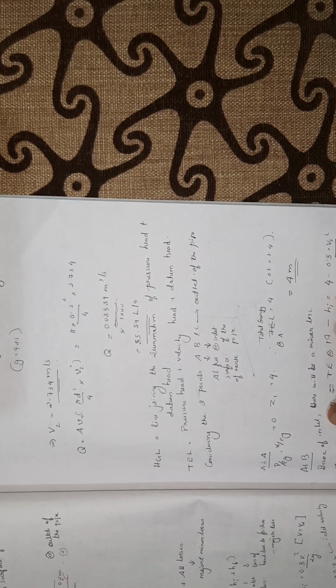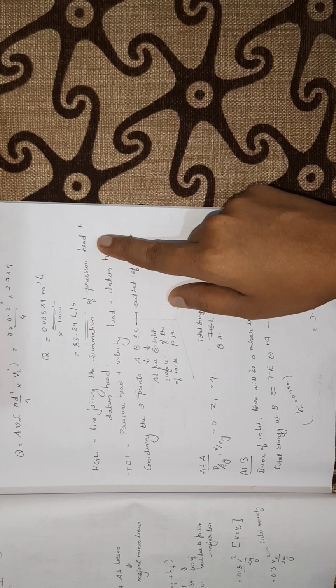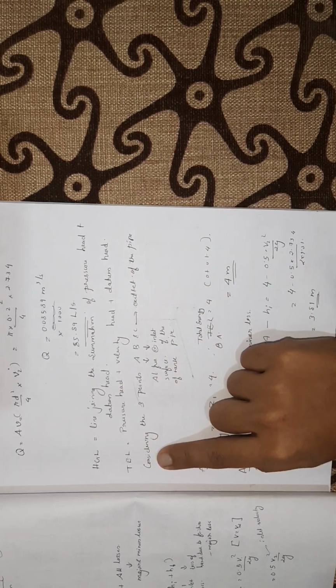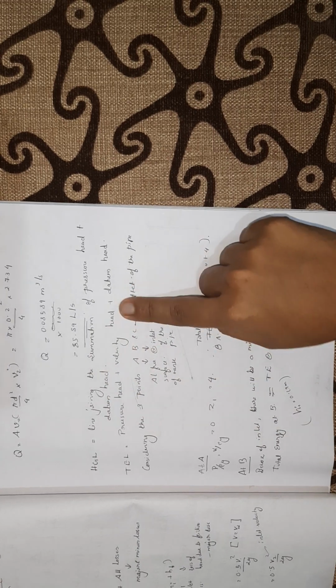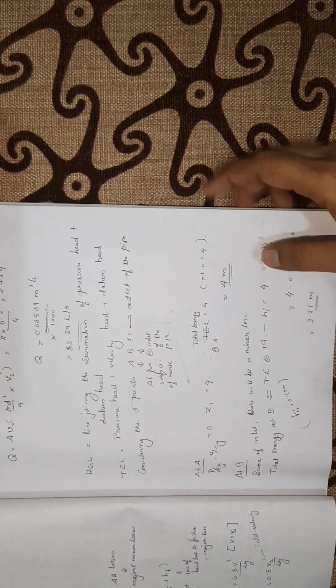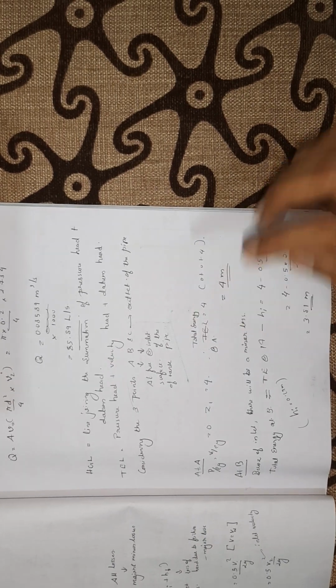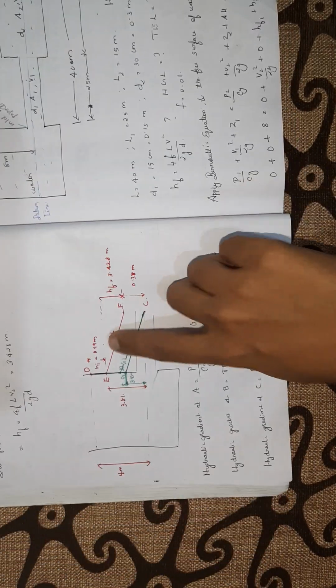Okay. Now they have also asked us to draw the hydraulic gradient line and the total energy line. So what is this hydraulic gradient line and the total energy line? Hydraulic gradient line is the line joining the summation of the pressure head and the datum head, and the total energy line is the line joining the summation of the pressure head, the velocity head, and the datum head. Okay, so in order to draw this hydraulic gradient line and the total energy line, we'll have to draw this figure again. Okay, so I've drawn the hydraulic gradient line and total energy line here.